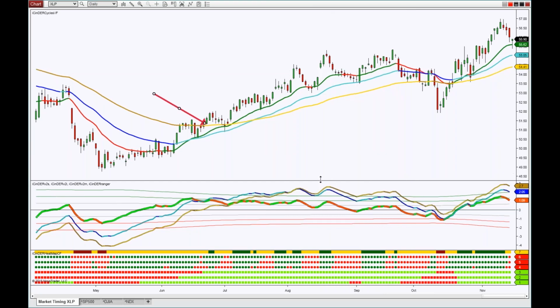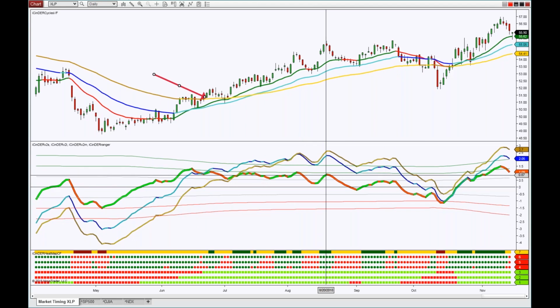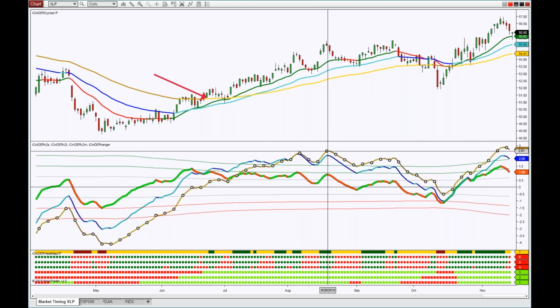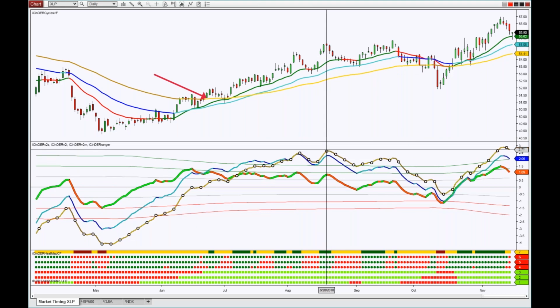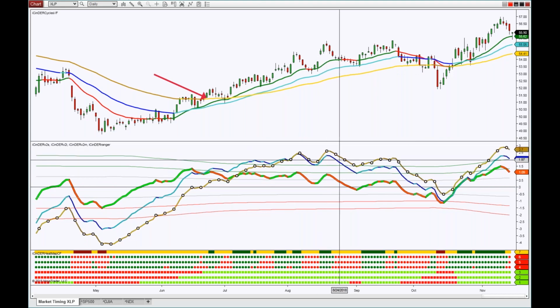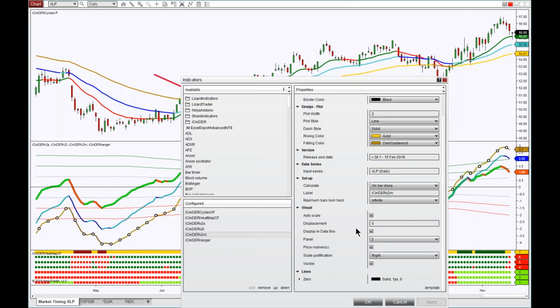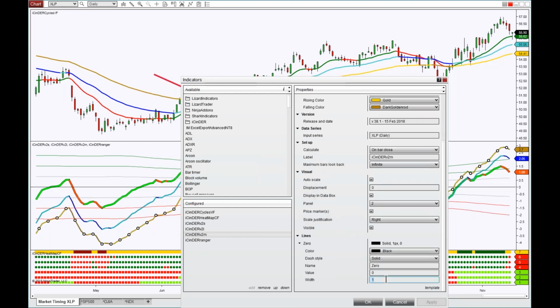The ones on the bottom are nothing more than the cycles: minor, the bluish one is intermediate, and the gold and brown is major. The relationship of those cycles to the zero line. I'm going to make it a little bit bigger. Let's go ahead and make it 3 over here.